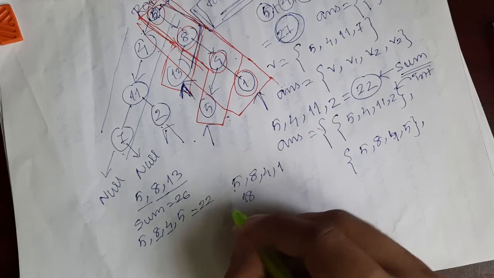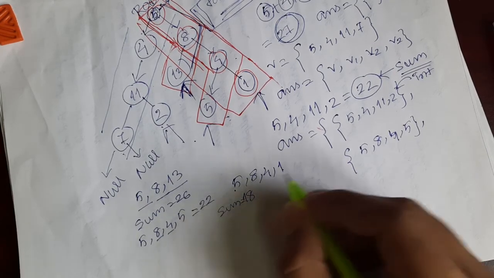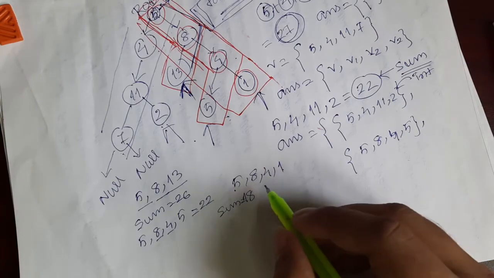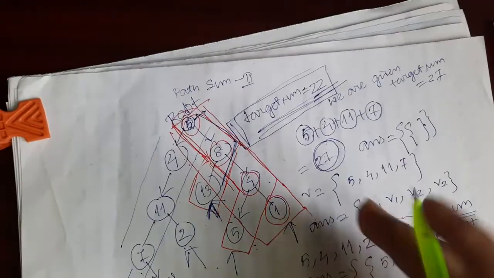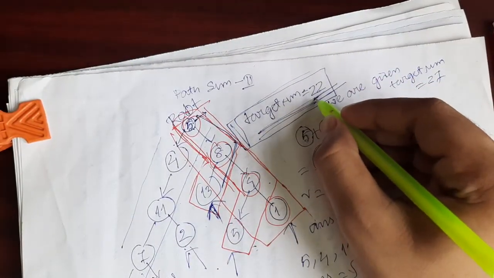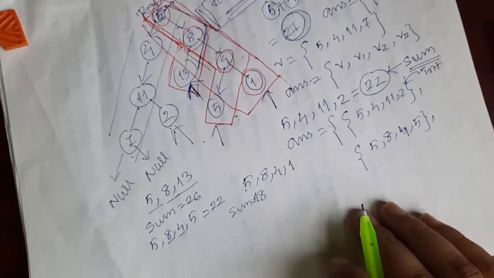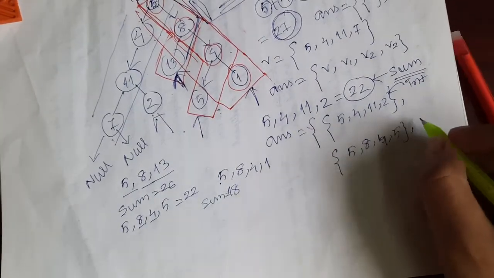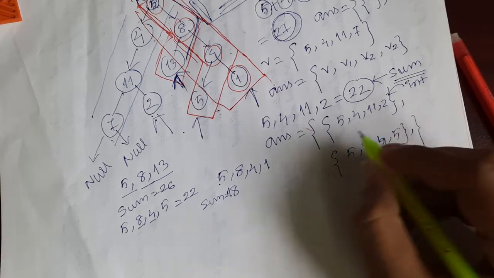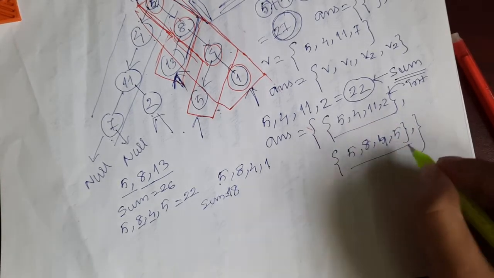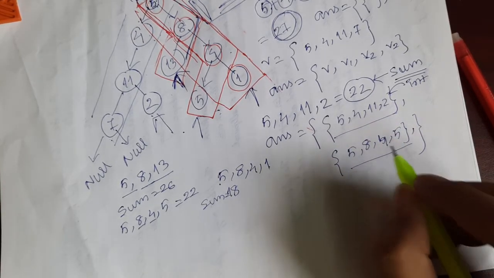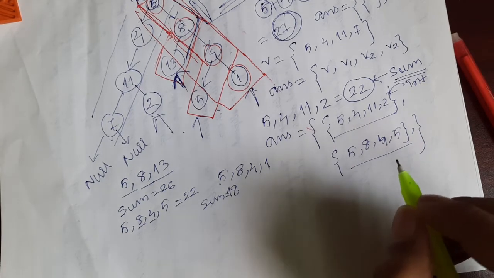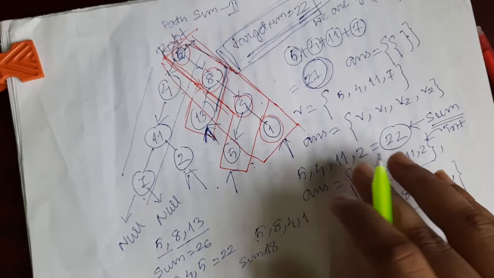18 is the sum. So we'll check, is 18 the target sum? No, the target sum is 22. We are getting 18, so no, we will not add that to our answer. So we have two vectors in our answer vector, and this is the answer. Yes, so this was the thing that we need to do.